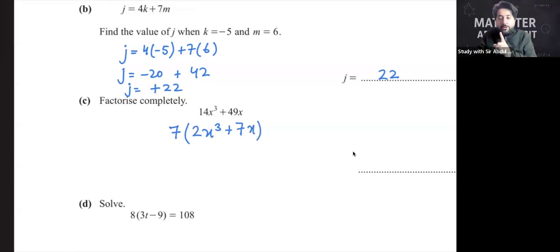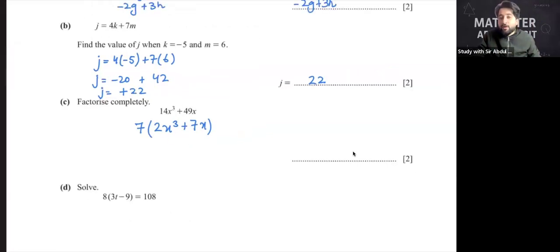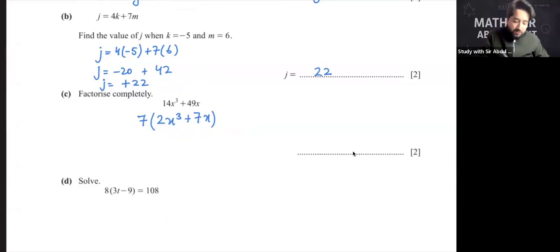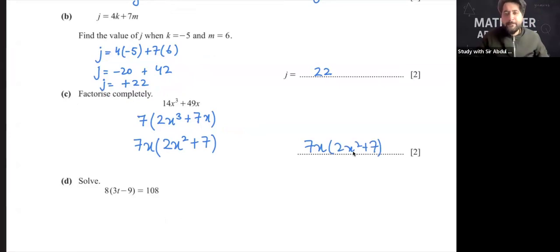If you took only one common, you will get 1 mark. The question will be having 2 marks, and yes, it is a 2 mark question. Let's take x out as well. So 7 is out. X is also out. So this 2x cube will become 2x square and 7 will be all alone, because that 1x with the 7 went out of the bracket. So 7x bracket 2x square plus 7. Understood everybody or not? Yes?